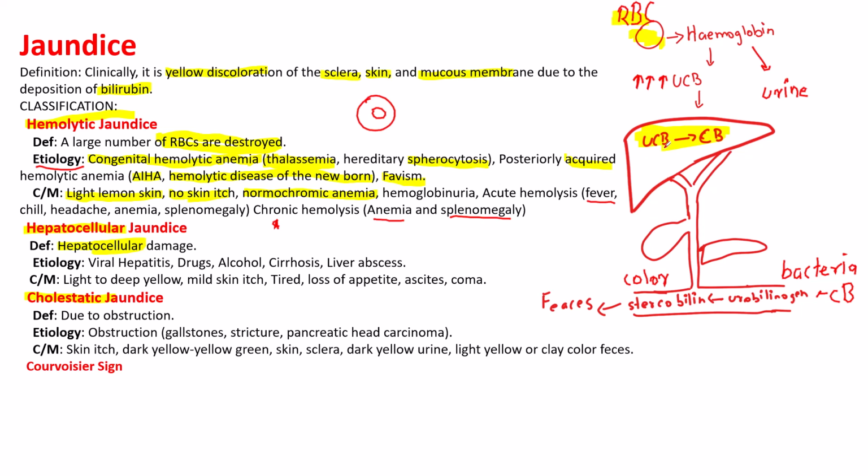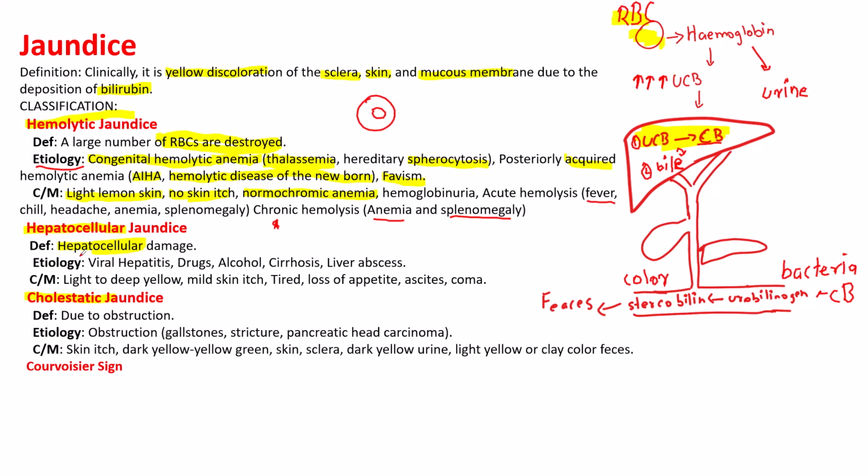Our liver actually does two things. First, it converts the unconjugated bilirubin to conjugated bilirubin. Secondly, it excretes this conjugated bilirubin through bile. These are two processes: first, converting unconjugated bilirubin to conjugated bilirubin, and second, excreting the conjugated bilirubin into bile. If either of them gets disturbed, we have hepatocellular jaundice.